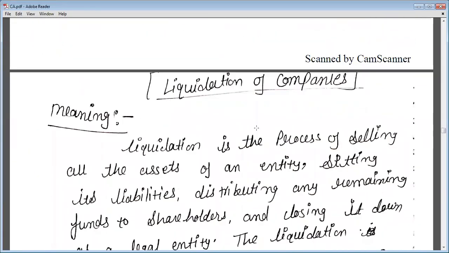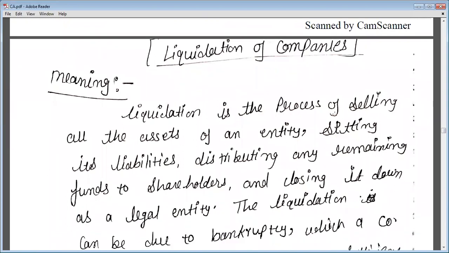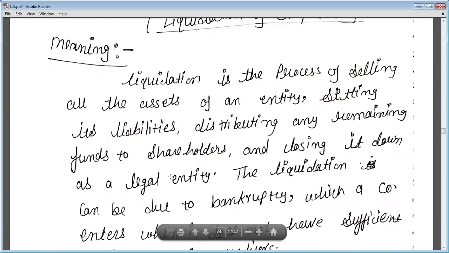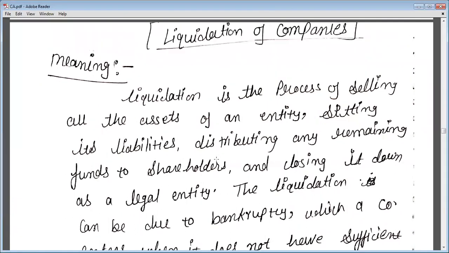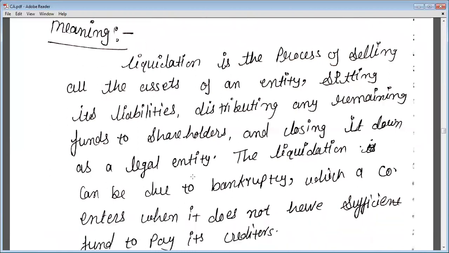So let's see the meaning of liquidation. Liquidation is the process of selling all the assets of an entity, settling its liabilities, distributing any remaining funds to shareholders, and closing it down as a legal entity. Basically, when a company wants to close its business, it is known as liquidation.